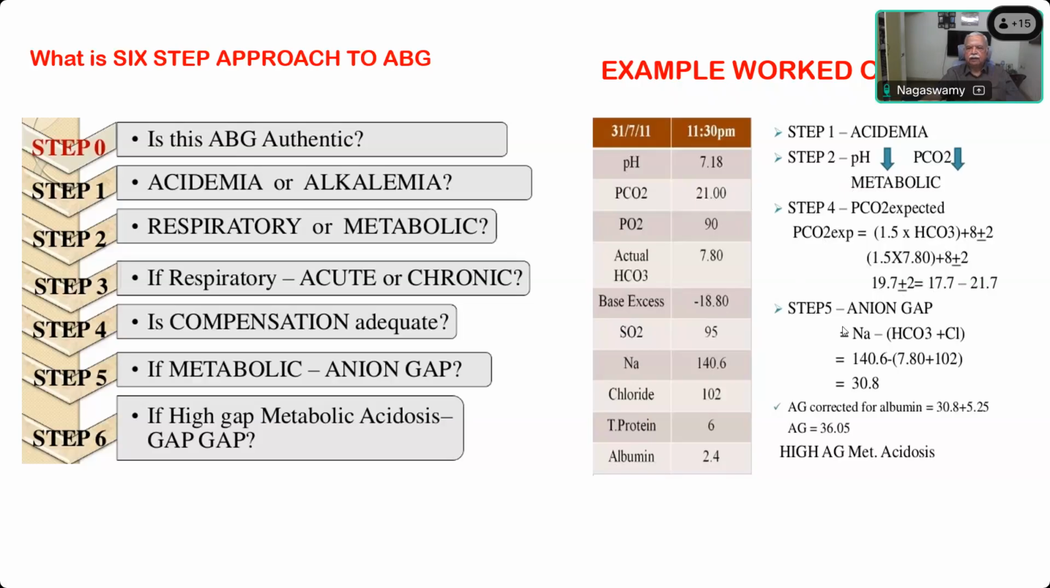And step 5, because it is metabolic acidosis, look at the anion gap. You go through the calculations and you get a value of 30.8, which is quite high. So the anion gap is 36. Normally it is only 12, so it is almost 3 times more than normal. So it is a high anion gap metabolic acidosis with a respiratory compensation. Is it fully compensated or not?